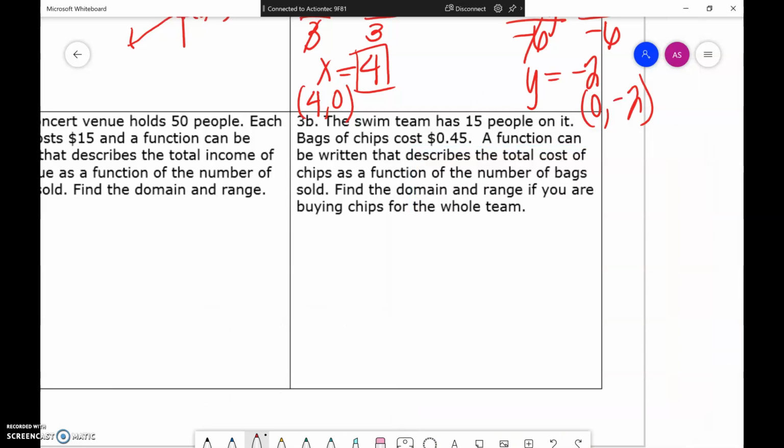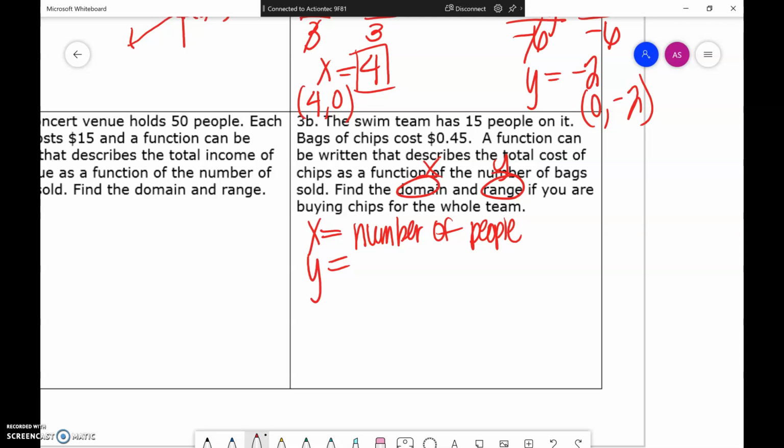All right, so we know that domain is X and range is Y. So when I'm doing it, I need to first think about, well, what does my X and Y actually mean? Okay, so we know X is our independent variable. That means the number that I can choose, okay? So we can't determine how much chips cost because that's out of our control, but we can control the number of people that's on the swim team. So this will be number of people.